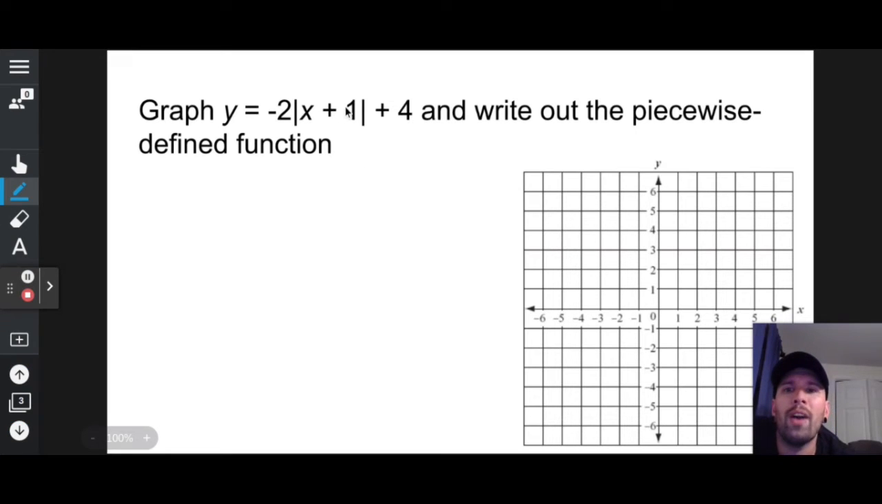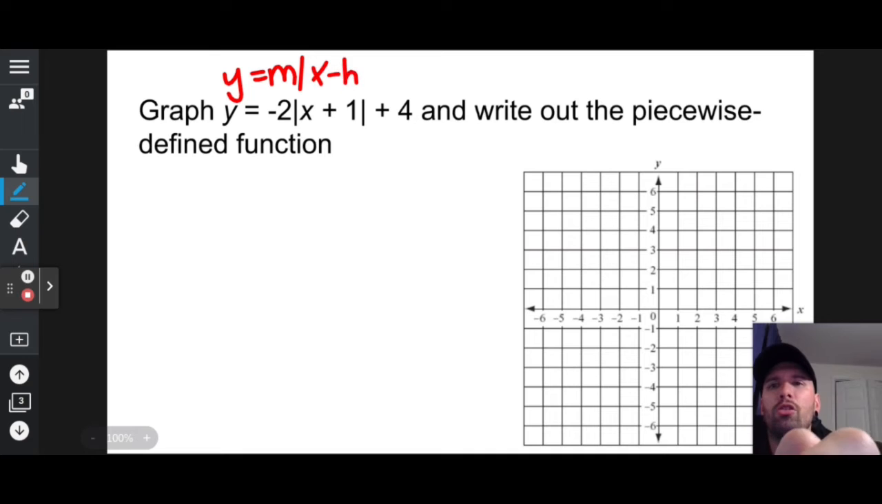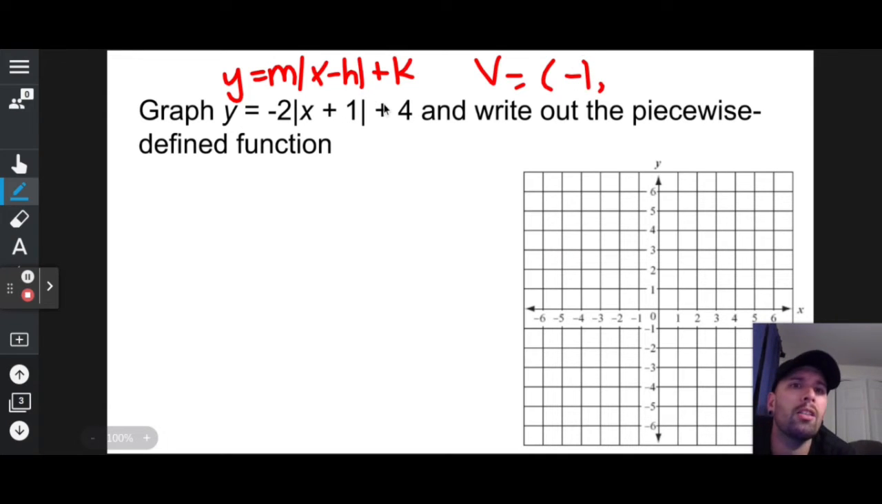My vertex is found by comparing this guy to this. So let me rewrite it: m times the absolute value of x minus h, plus k. The h and the k are my vertex, so my vertex is going to be the opposite of 1, which is -1. My k is 4. So if I were to graph this, I would put a dot at -1, positive 4.